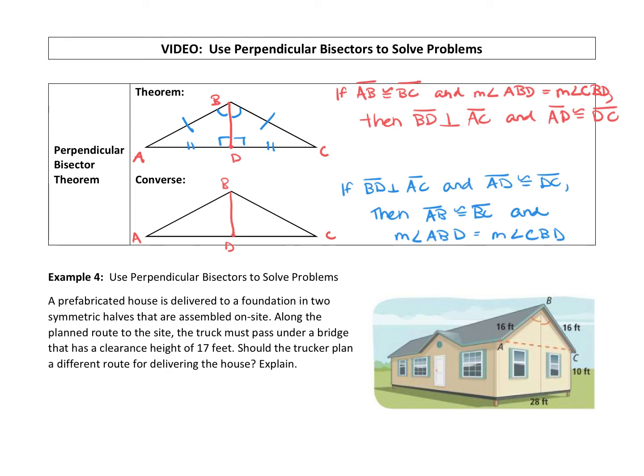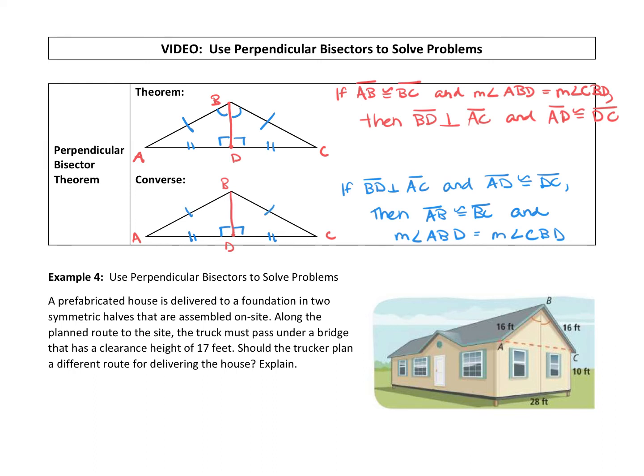All right, so the converse of our perpendicular bisector theorem just flips those. If BD is perpendicular to AC, giving us the right angle, so that's one thing we're given at the start. And AD is congruent to DC. Then we can conclude that AB is congruent to BC.